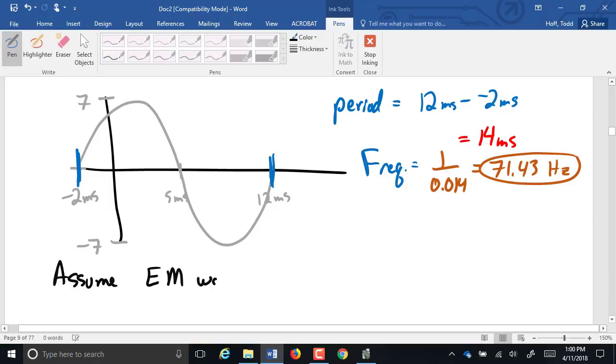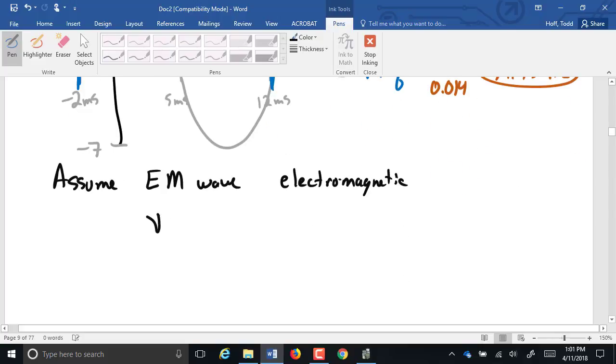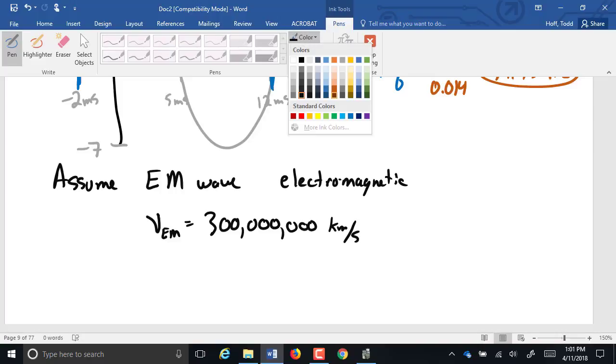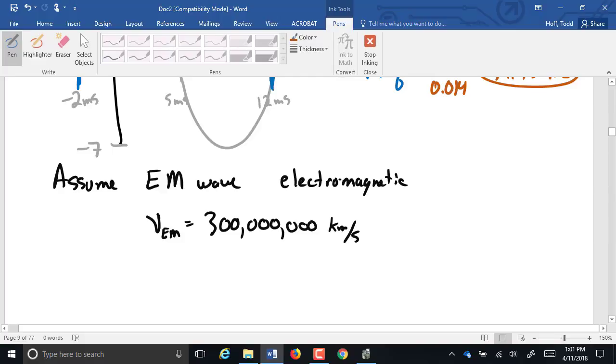Now, assume it's an EM wave. What's EM stand for? Electromagnetic, yes. The velocity of an electromagnetic wave is 300,000 kilometers per second. Velocity, though, we said earlier, is equal to wavelength times frequency, or frequency times wavelength, right?